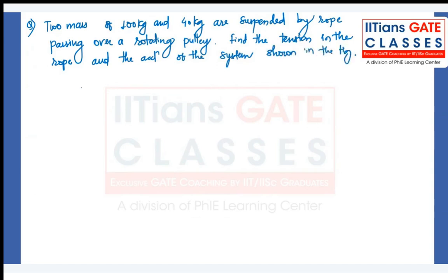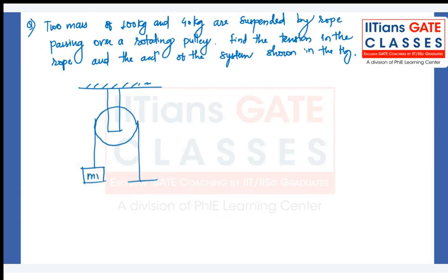Okay, the system looks something like this. We have first of all a pulley, and one is M1, another one is M2. Let's call M1 as 40 kgs, M2 is 100 kgs. These are the two masses applied on both sides. And let's say R is the radius of the pulley.